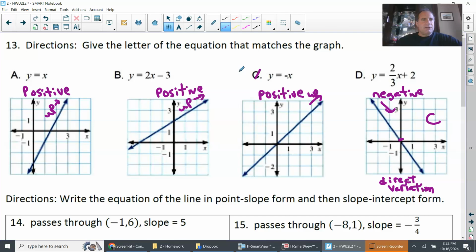Now I'm going to look at, just remember, I have y equals mx plus b. This is y equals x. This is y equals 2x minus 3. This is y equals 2 over 3x plus 2. So there's one equation here. There's one line that crosses at negative 3.